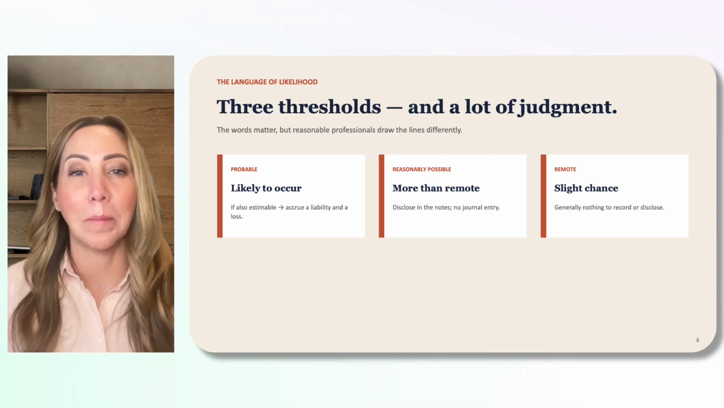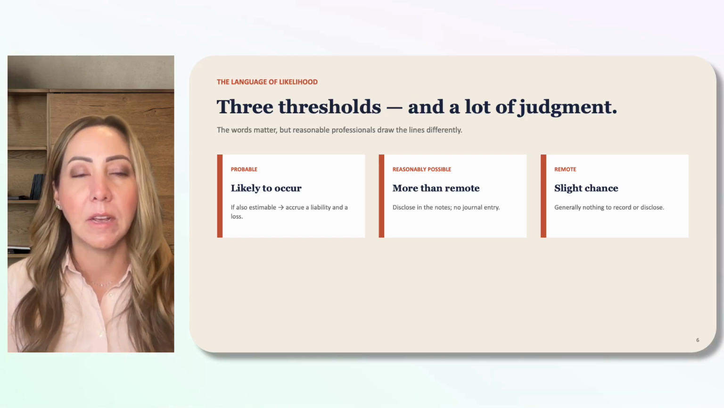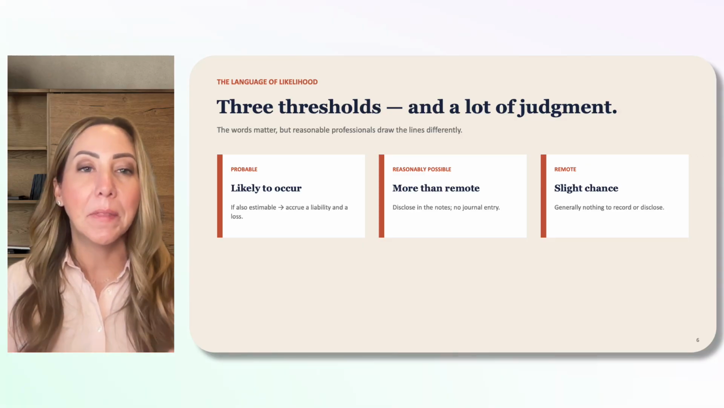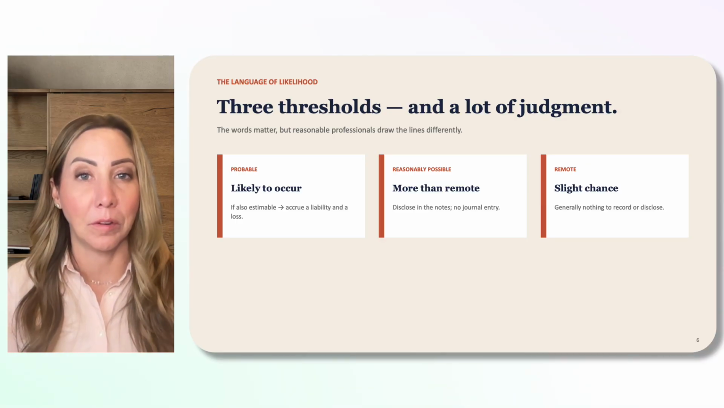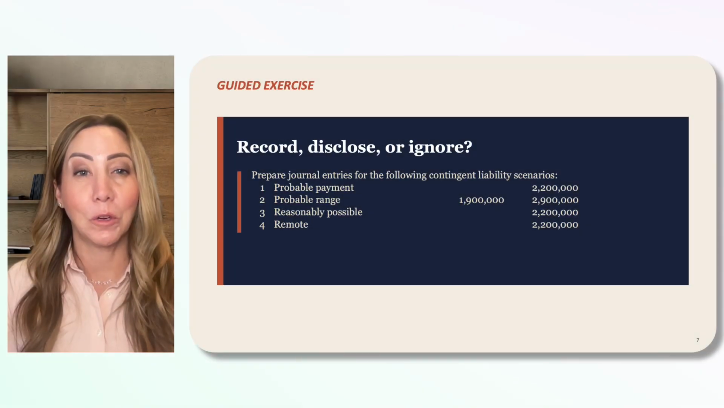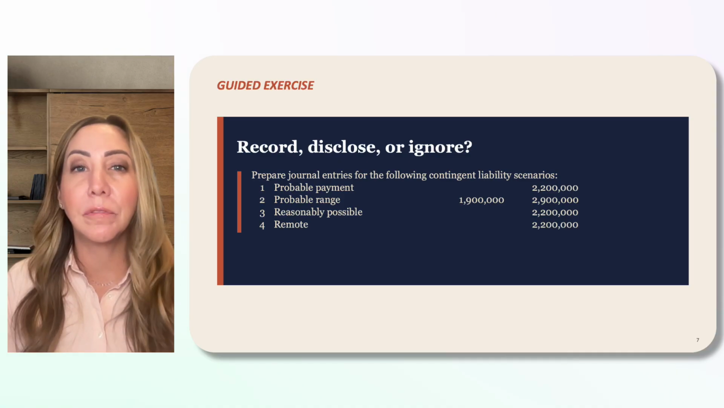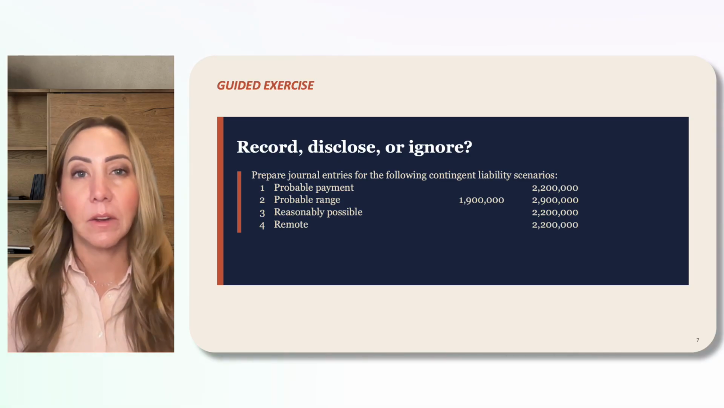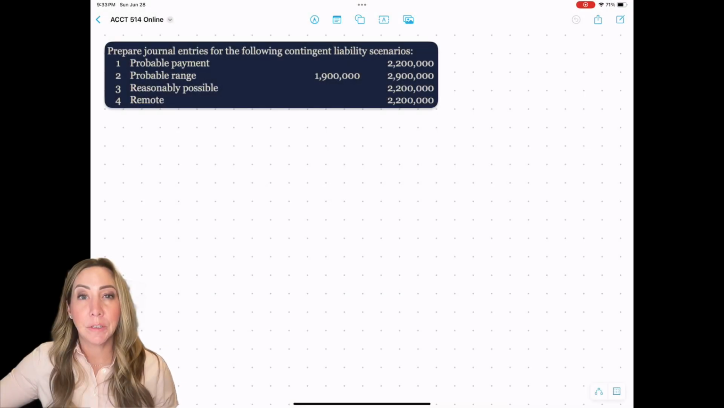Now, as the accountant, you probably won't be the one determining the likelihood of loss. That decision will be up to the legal team and senior management, and you'll be given this information in any homework or exam scenario. But the complexity and subjectivity is worth noting. Let's put this framework to work in a real example. We're going to look at 4 different scenarios and decide whether or not we need to record it, disclose it, or ignore it. The first scenario says we've got a probable payment of $2.2 million.